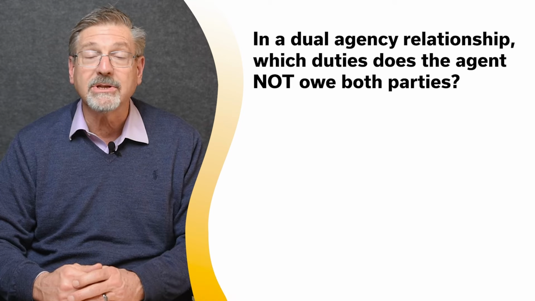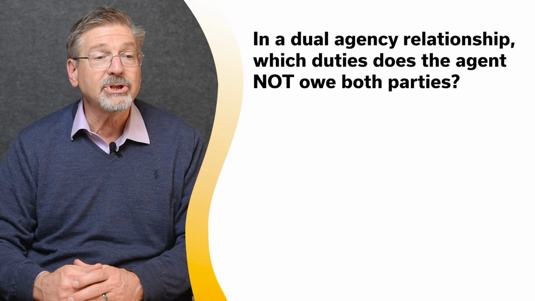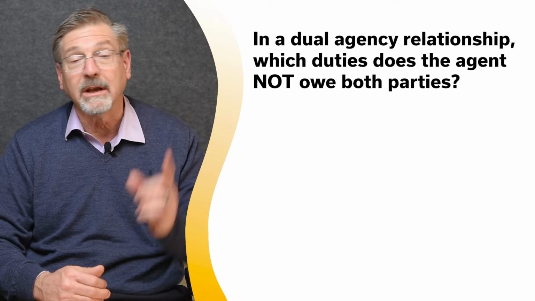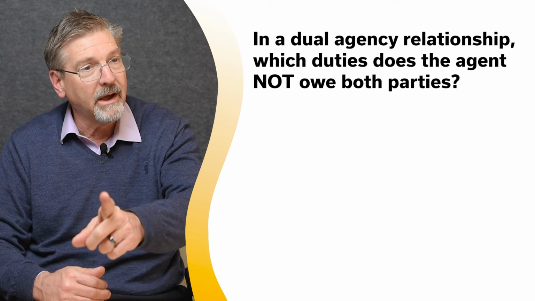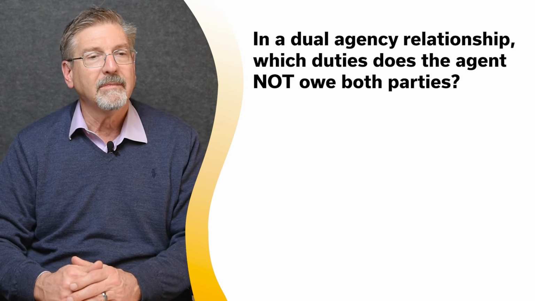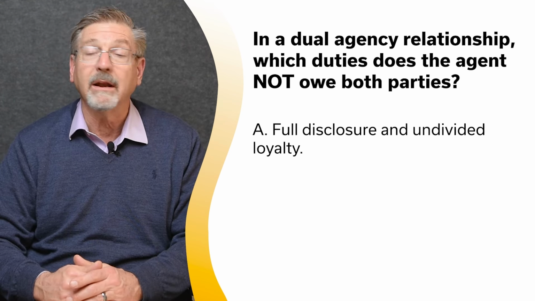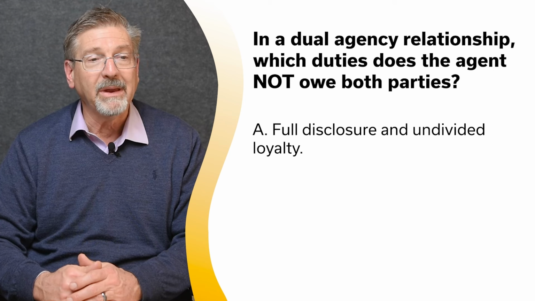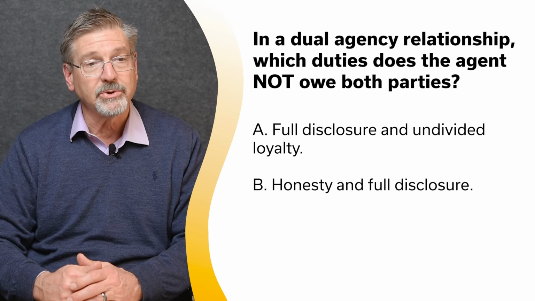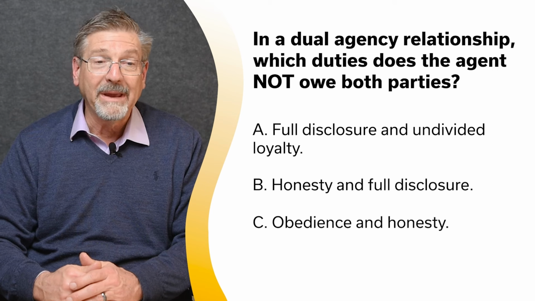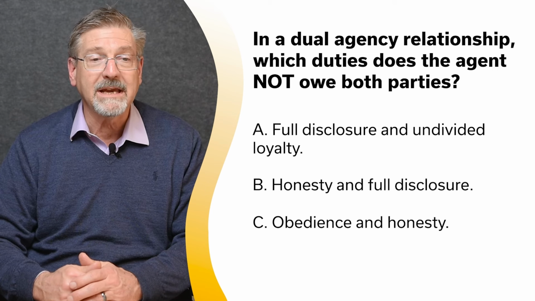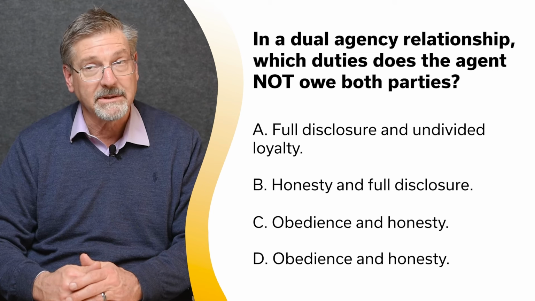In a dual agency relationship, which duties does the agent not, we're looking for not, owe both parties? A, full disclosure and undivided loyalty. B, honesty and full disclosure. C, obedience and honesty. Or D, full accounting and loyalty.